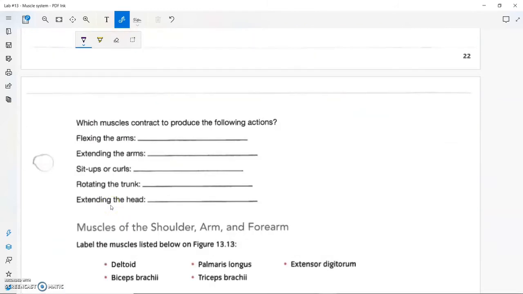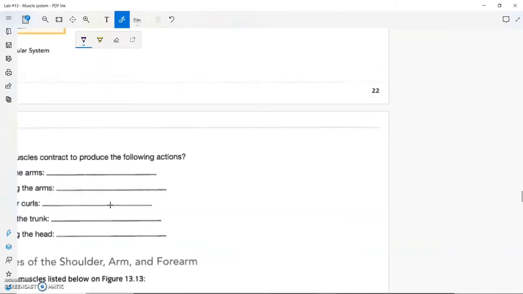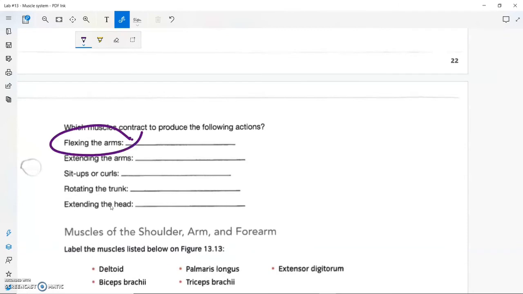So muscles that flex the arms, that will be pectoralis major. Extending the arms, that would be latissimus dorsi. Sit-ups, curls: obliques, internal and external, and rectus abdominis. Rotating the trunk: external and internal obliques, and extending the head will be trapezius. Yeah, that will be trapezius, yes.